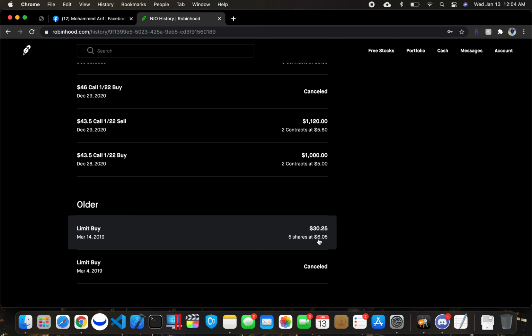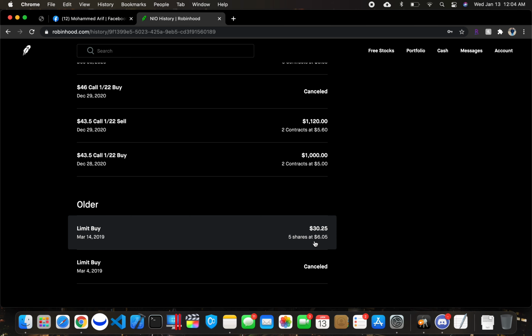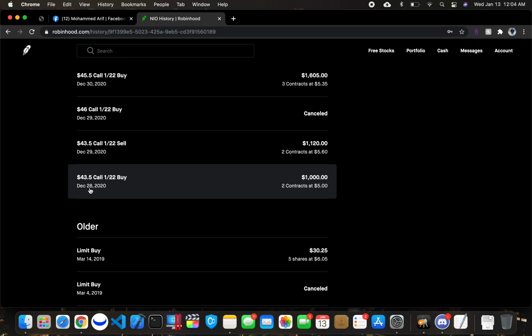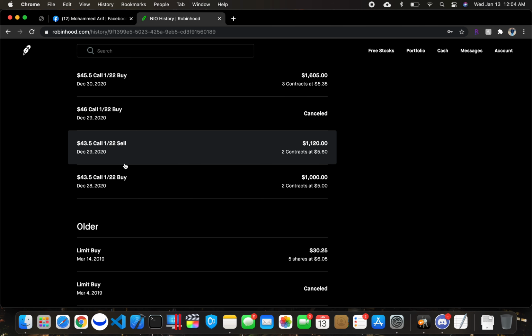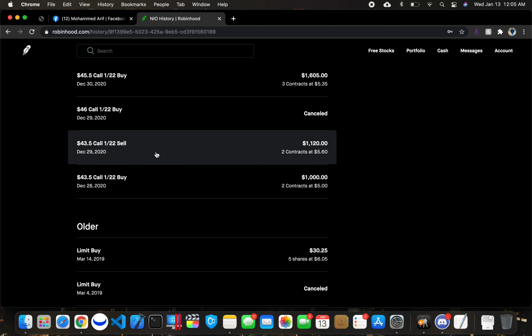This time I didn't even know what company NEO was or anything. I just saw the hype and I just bought 5 shares because I didn't have enough money that time, so I just bought 5, and I'm gonna continue to hold it. And if you see here, when NEO was hovering around $43 on December 28th, you can go back to the chart to see it. I bought 2 shares at $5 call, and I paid $1,000 for it. Then the next day I sold it for $120.